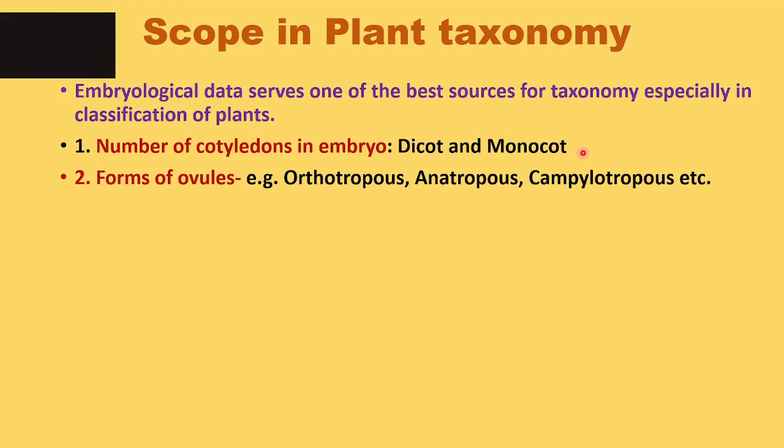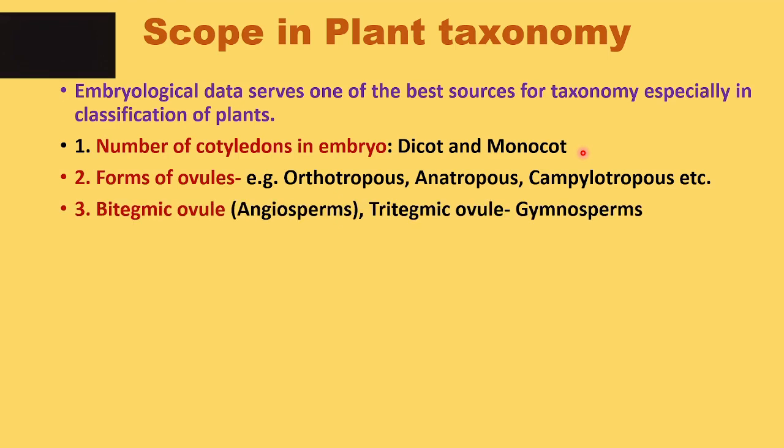It may include orthotropous ovule, anatropous ovule, campylotropous ovule. So the plants which contain these different types of ovules are placed into a particular group of plants on the basis of the type of ovule. So this data is also very important, and that data is also taken from embryology for the purpose of classification.